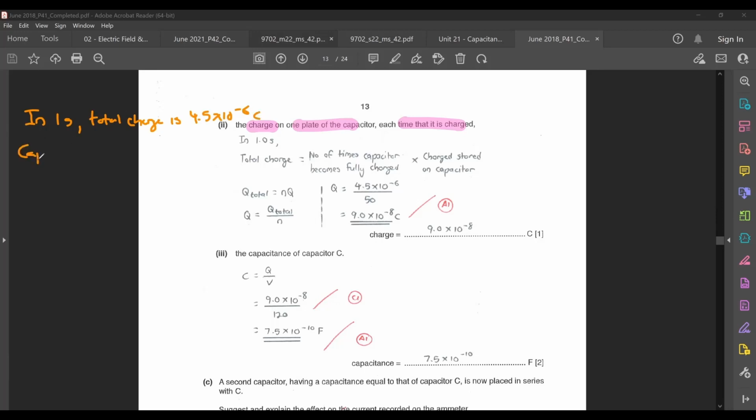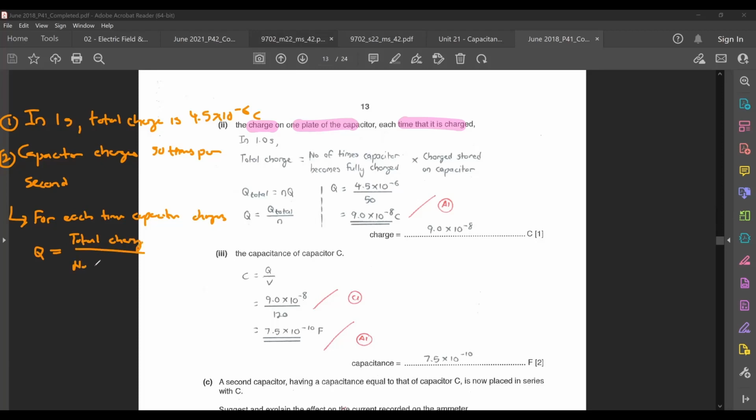And then the capacitor charges 50 times per second, because the frequency was 50 hertz. So this is fact number 1. Fact number 2, the capacitor charges 50 times per second. So from here, therefore, for each time the capacitor charges, the Q must be your total charge over the number of chargings in 1 second.